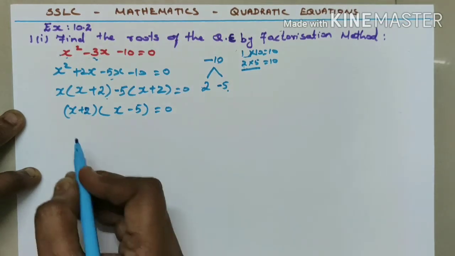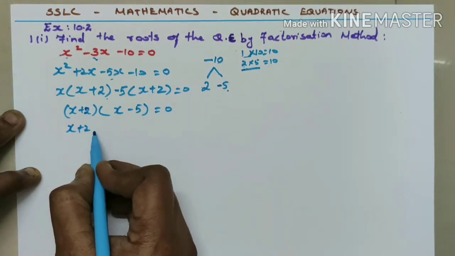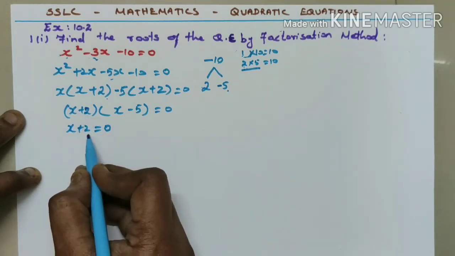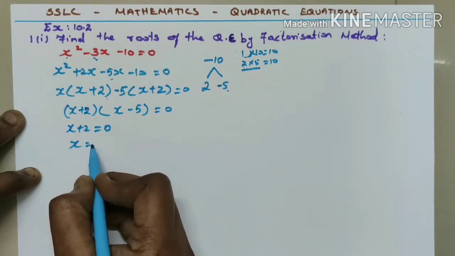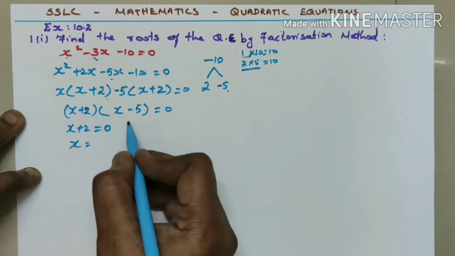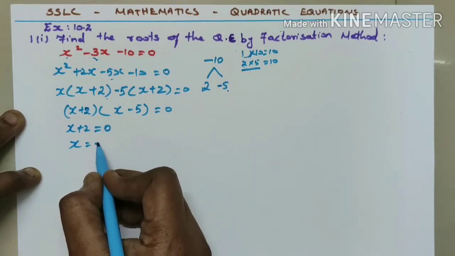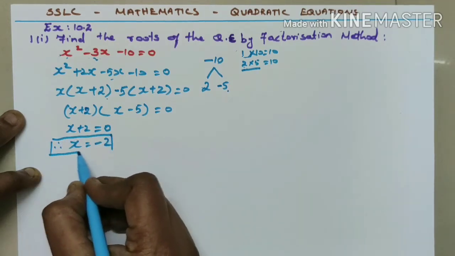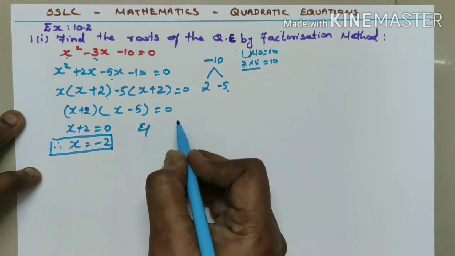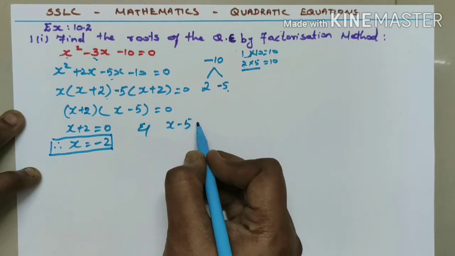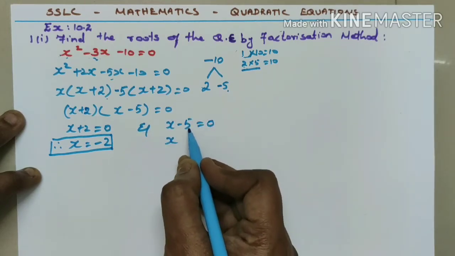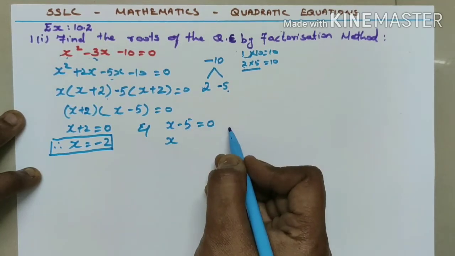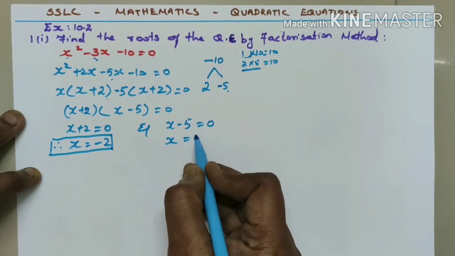Is it clear, children? Now x plus 2 is equal to 0. Take the first bracket, x plus 2 is equal to 0. So x is equal to positive 2. When you take it towards the right hand side, it will be negative 2. Therefore, x is equal to minus 2. Same way, x minus 5 is equal to 0. Now bring this minus 5 toward the right hand side. Negative 5 will change into positive 5. So this will become 5.